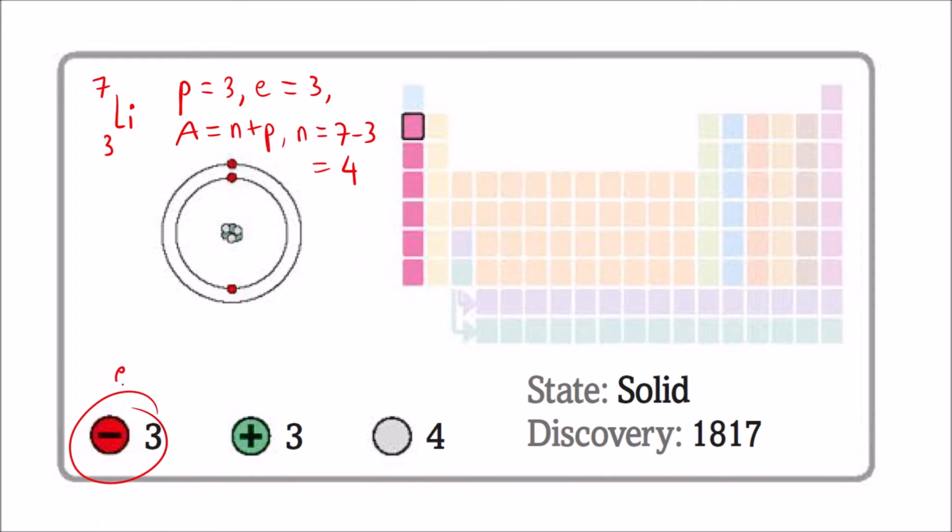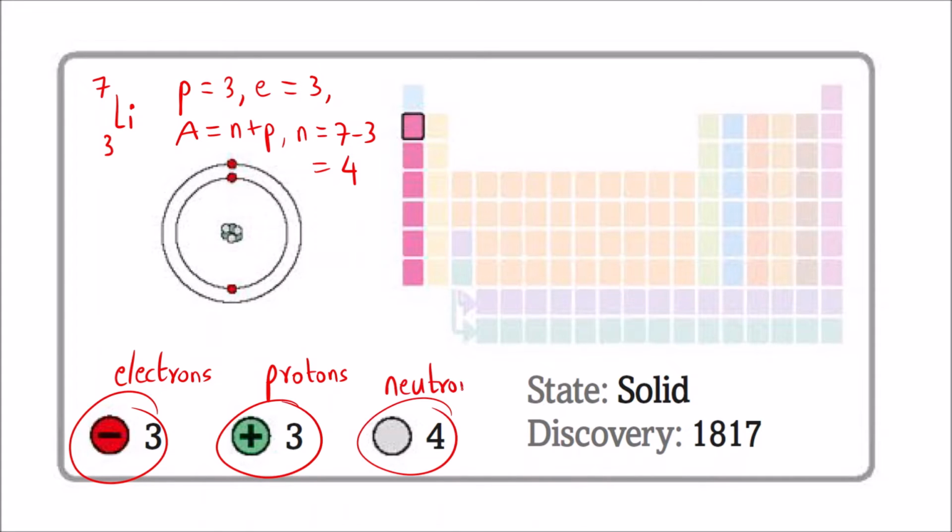So you can see 3 negatively charged electrons. This is what? These are protons, and 4 neutrons. In the nucleus they have shown here 1, 2, 3 and 1 at the back, 4 neutrons, 3 white colored protons and 3 electrons.